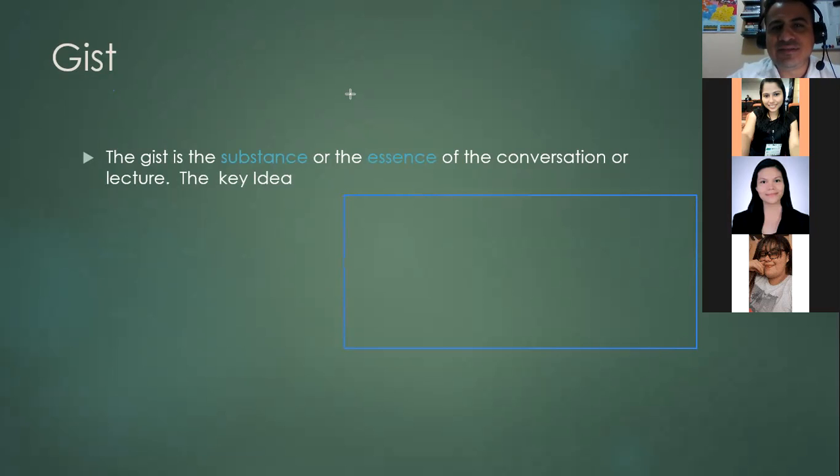What is the gist? What is the substance? What is the essence? What is the key idea? Okay. So ese sería el gist. What is it about? What's the essence? Right? Okay, questions?